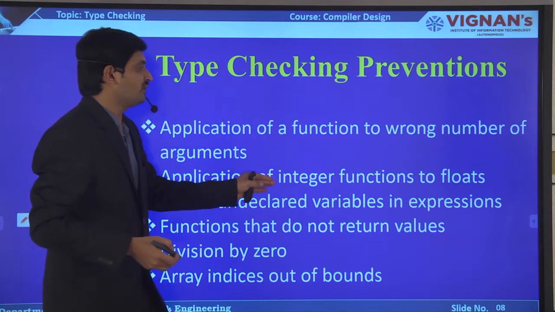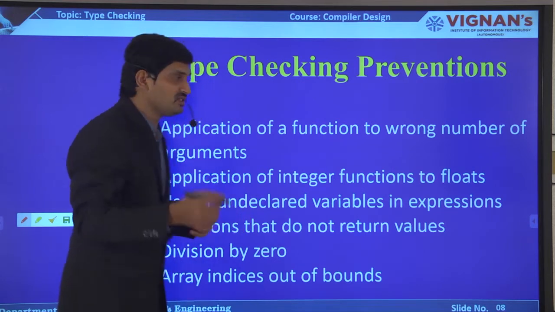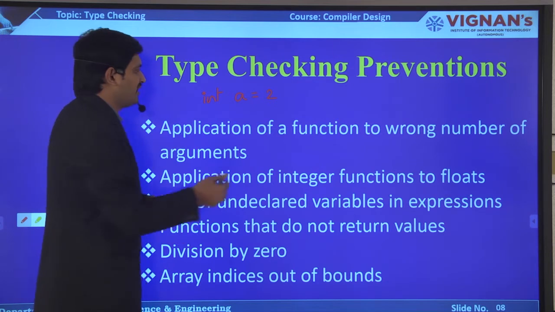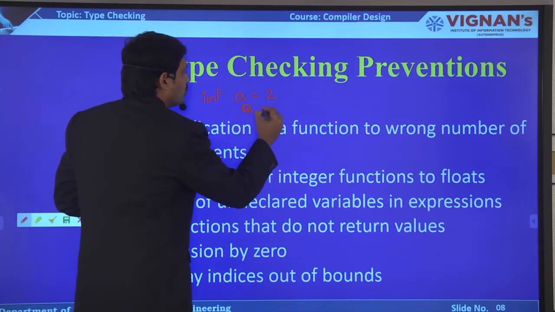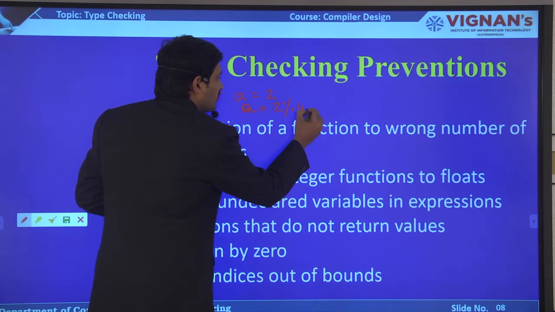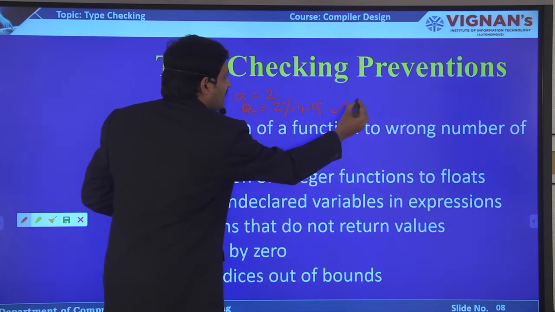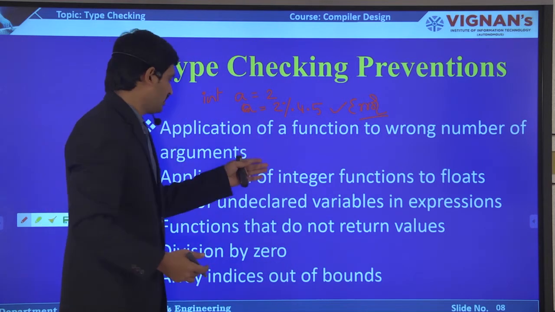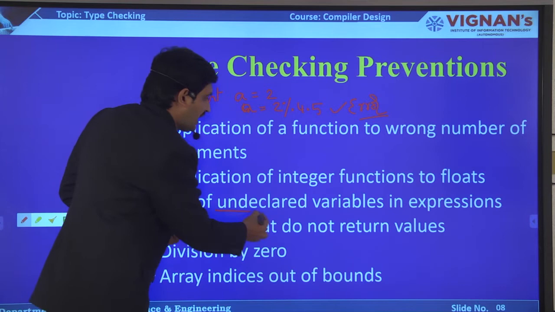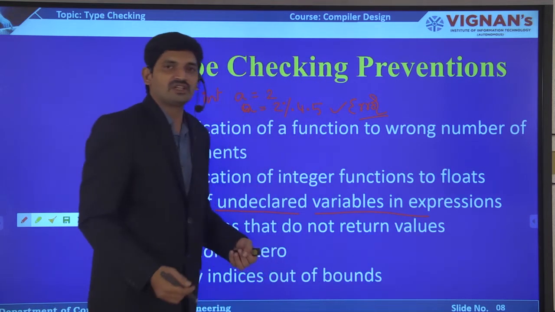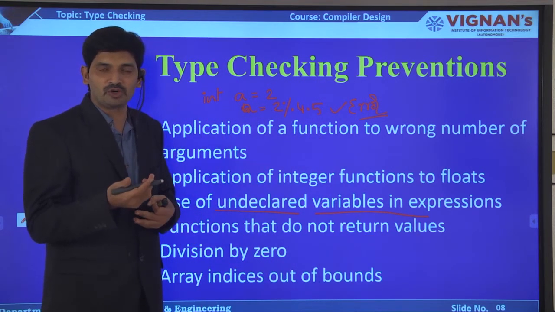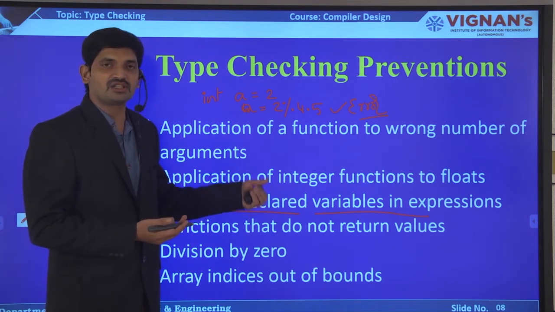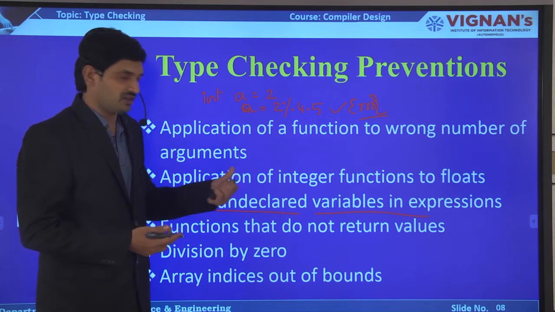Okay. Next, application of integer functions to floats. That means if I write int a equal to 2, but then perform an operation like a equal to 2 modulo 4.5, definitely it generates an error. So we have to avoid this type of operation. Now come to the third one, use of undeclared variables in expressions. If I do not declare the variables properly, but use them in my expressions, operations or instructions, definitely it is going to generate some errors.